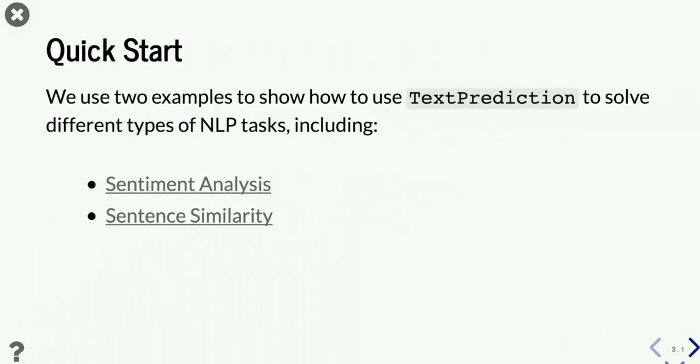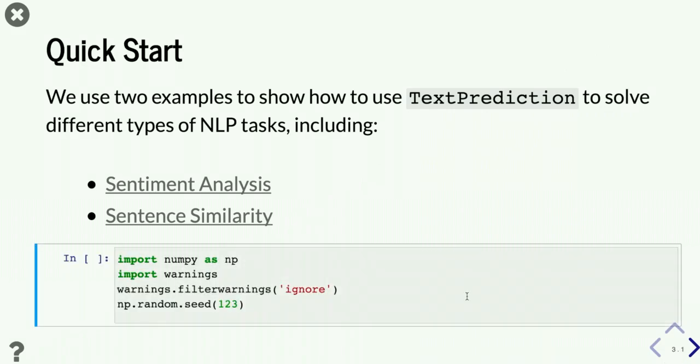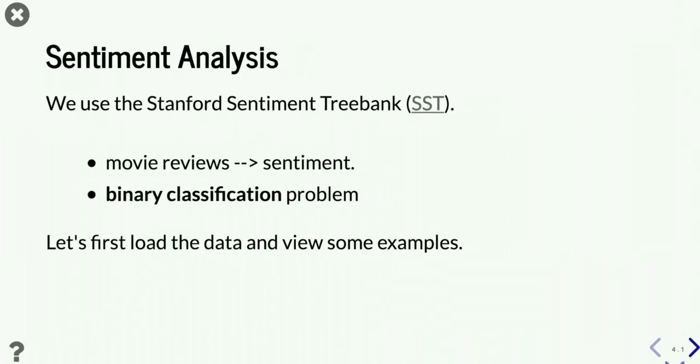Okay, so let's first start with the basics. In this basic example, I will use 2 NLP datasets. One is the sentiment analysis dataset, and another is the sentence similarity dataset. First of all, let me import the basic dependencies. For the sentiment analysis dataset, we will use the Stanford Sentiment Treebank dataset, which contains movie reviews and their sentiments. This dataset is a binary classification problem in which, given a movie review, we need to classify whether it contains positive sentiment or negative sentiment.